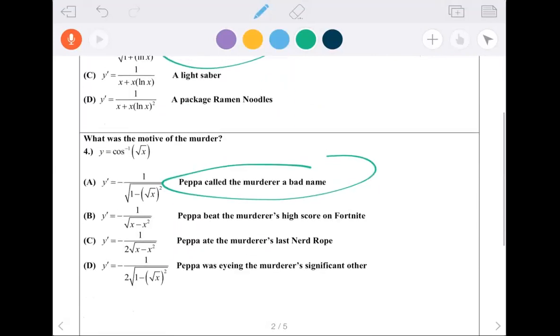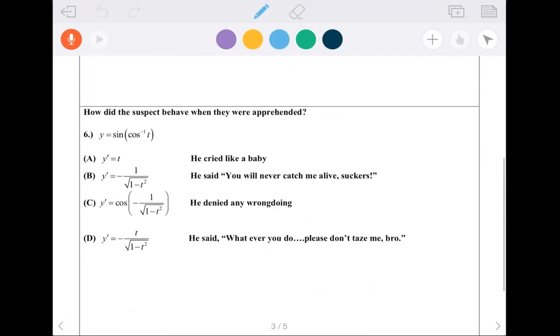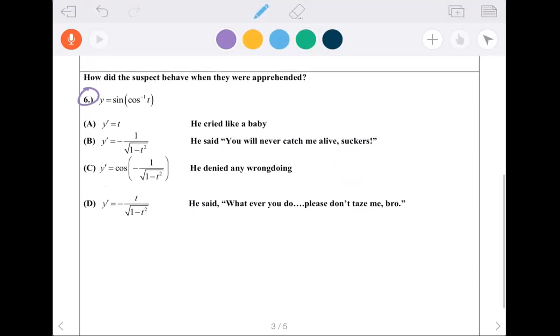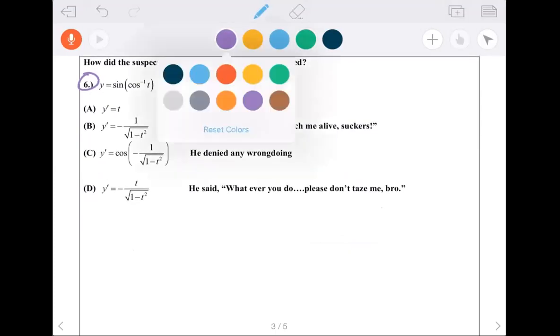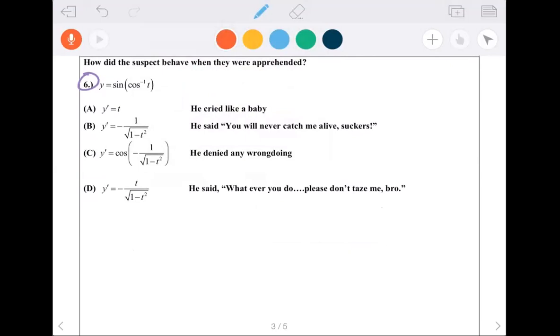But what I want to do is hop in and do one with you. We're going to go do number 6. So you'll know how the suspect behaved when they were apprehended. Did the suspect cry like a baby? Did he say, you'll never catch me alive, suckers? Or did he say, I didn't do that? Or did he say, whatever you do, please don't tase me, bro? It takes a lot of time to do this stuff, by the way. You're welcome. Actually, I don't do it all, but let's go take a look here.